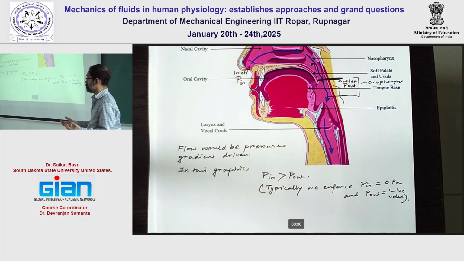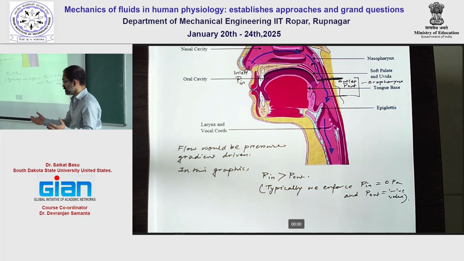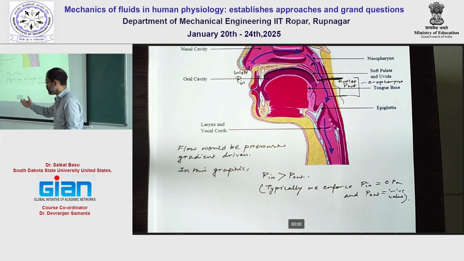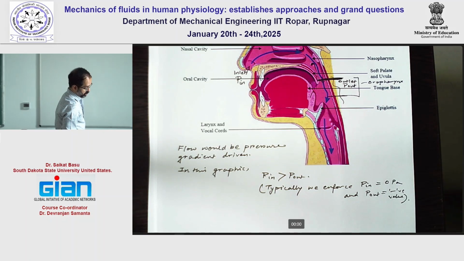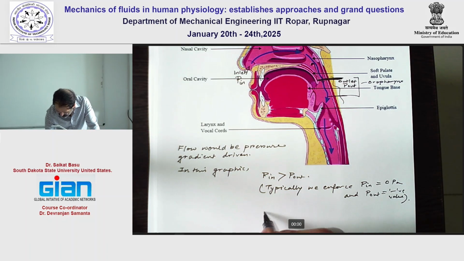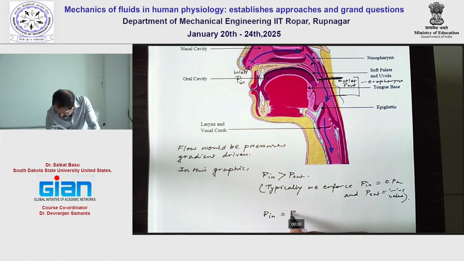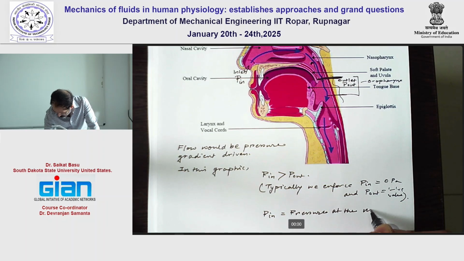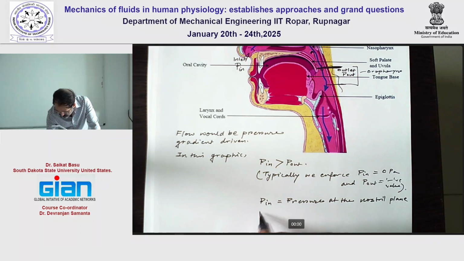But if you're actually going to model a person sitting inside a car or in a room, you might have to think about what the precise value of the P might be, because then your baseline pressure is somewhere else. Okay, so the P in is obvious, it is the pressure at the nostril plane. Now the P out, I call it the pressure at the nasopharyngeal outlet.